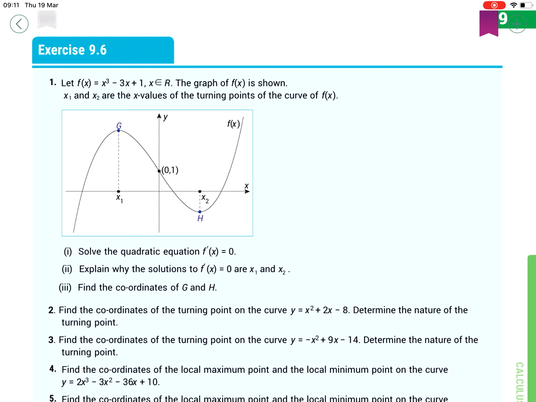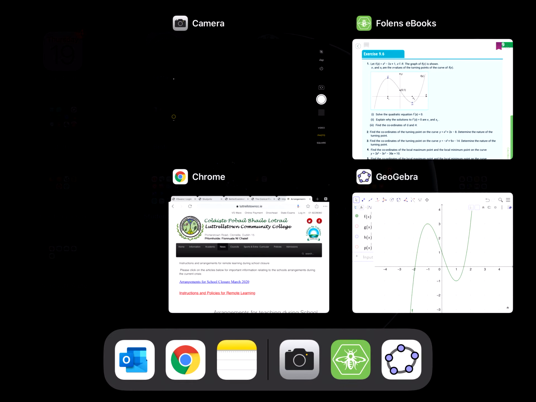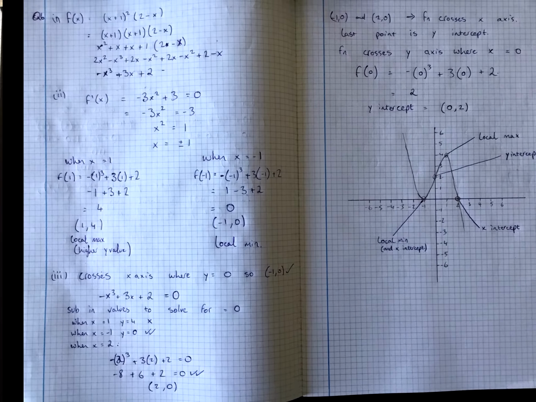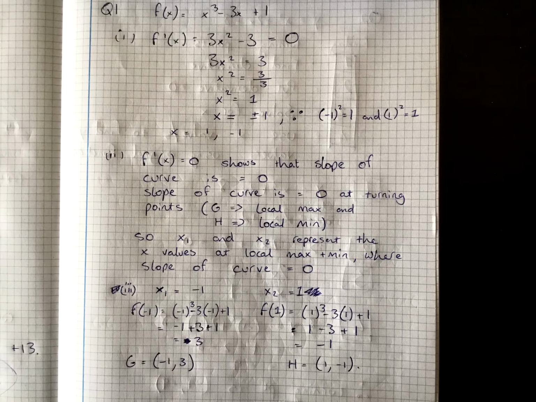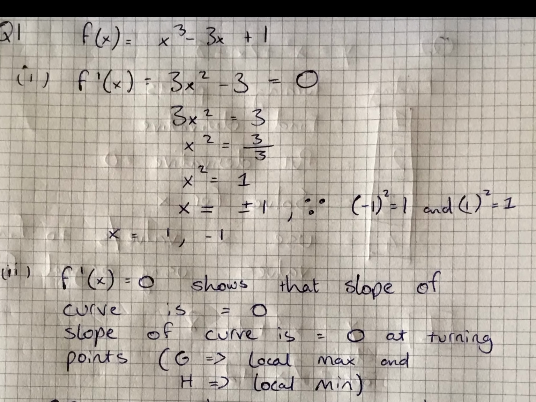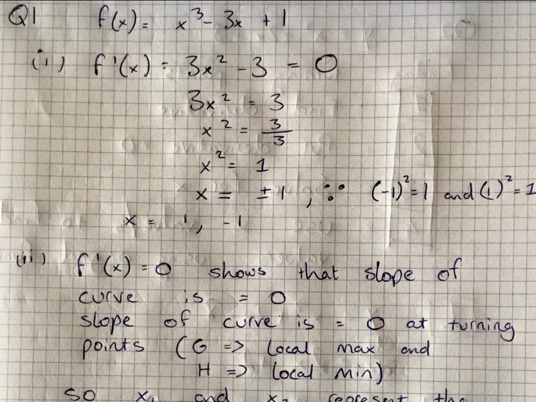First one, it says to solve the quadratic equation f prime of x is equal to 0. So first thing to do, I find my f prime of x, back here, question 1, and I put it equal to 0. The function at the start is x cubed minus 3x plus 1. I find the first derivative of that to get 3x squared minus 3. I put that equal to 0 and then I solve for x.